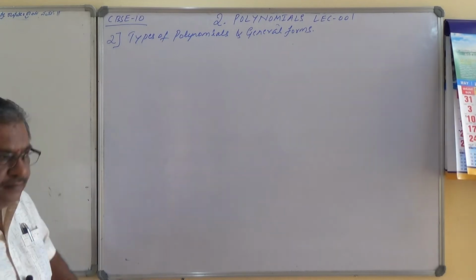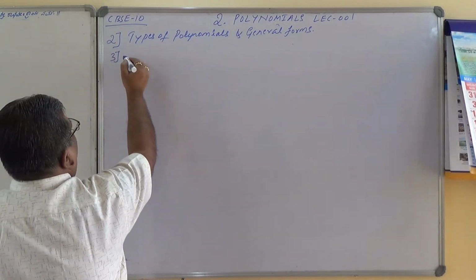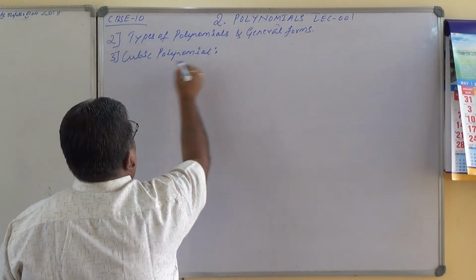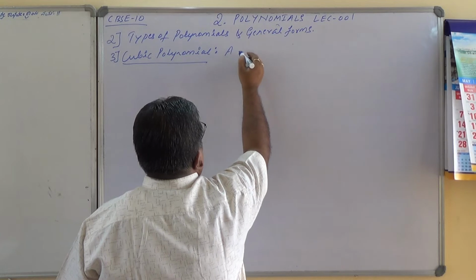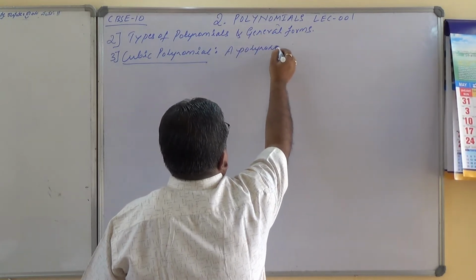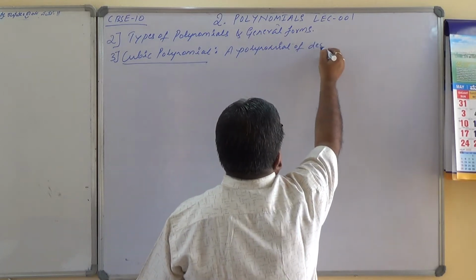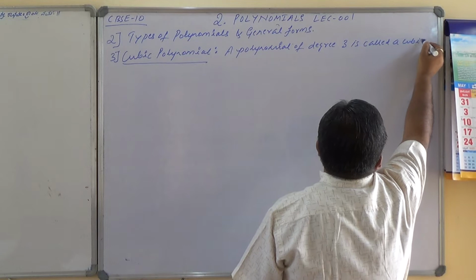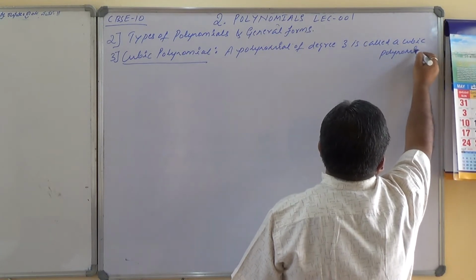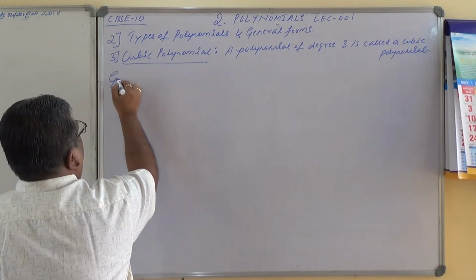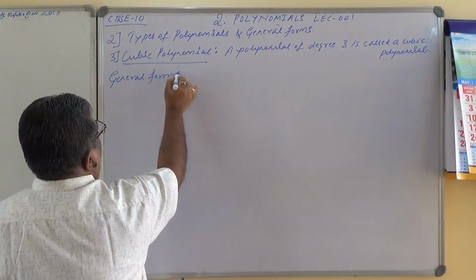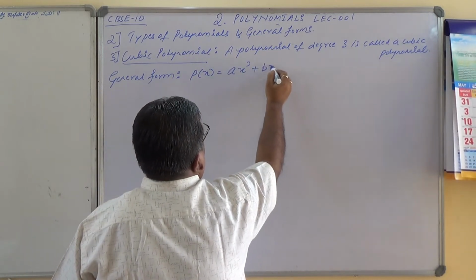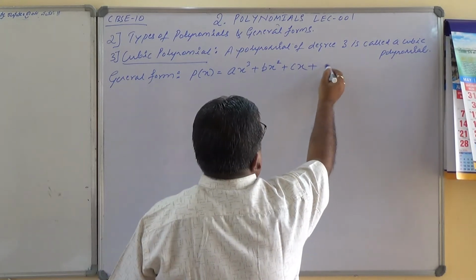Third one, cubic polynomial. A polynomial of degree 3 is called a cubic polynomial. General form: P of x equals ax cube plus bx square plus cx plus d.